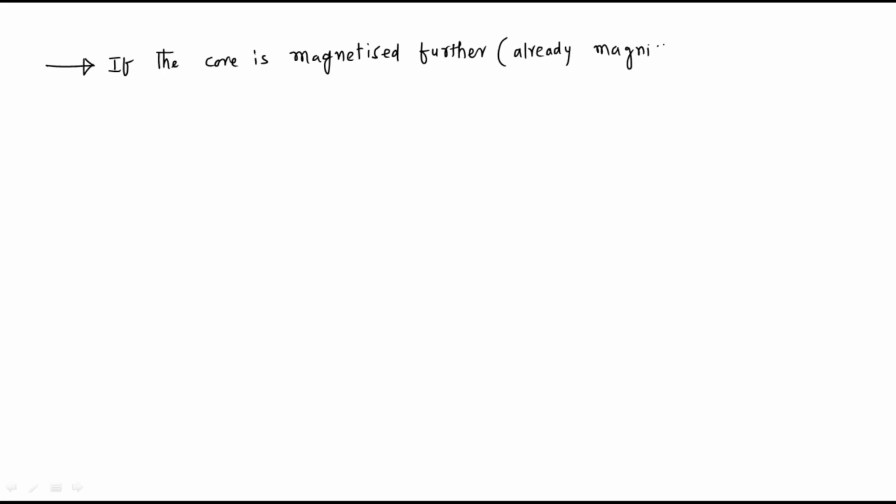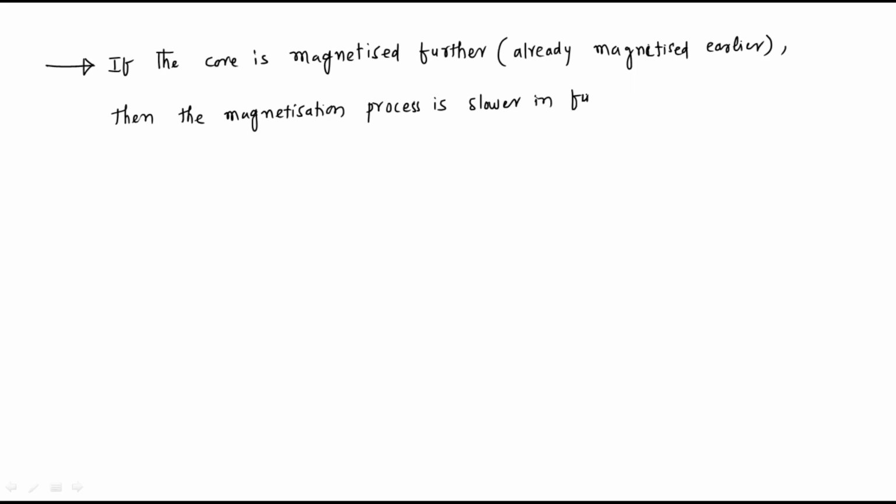So if the core is magnetized further, or you can say already magnetized earlier, then what will happen? The magnetization process is slower in the further stage. Because why? What is the reason?